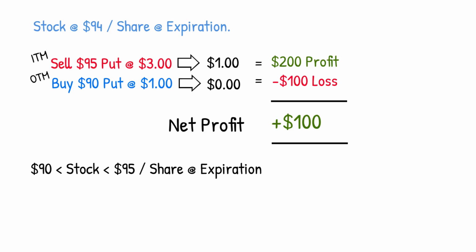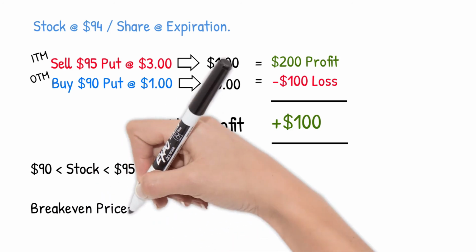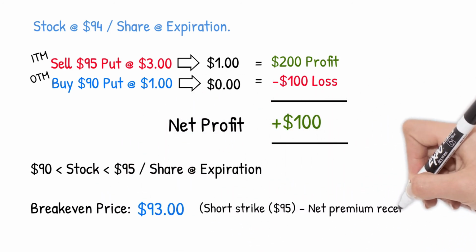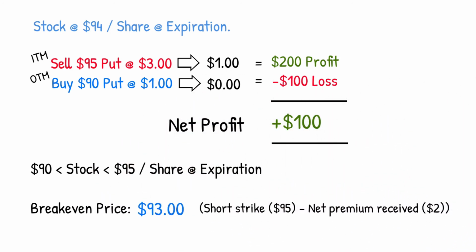So where is our break even? Well, our break even is the difference between the short option strike, in this case $95, and the net premium received from the sale of the spread, or $2. Our break even then on this particular trade is at $93 per share.